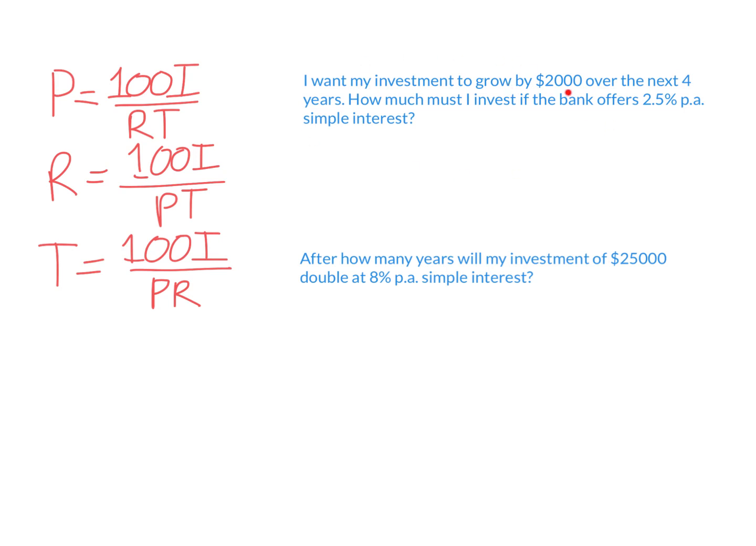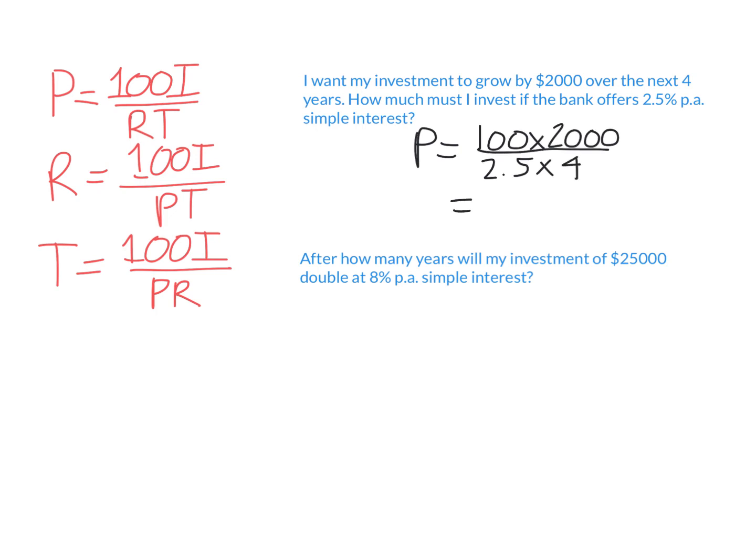I want my investment to grow by $2,000 over the next 4 years. How much must I invest if the bank offers 2.5% per annum simple interest? So this question, how much will I need to invest, is asking you to find P. So we're going to use the P formula, 100I over RT. So it's going to be 100 times, now the interest is 2,000 because the interest is the amount by which your investment grows. So R will be 2.5, that's per annum or per year, and T is 4 years.